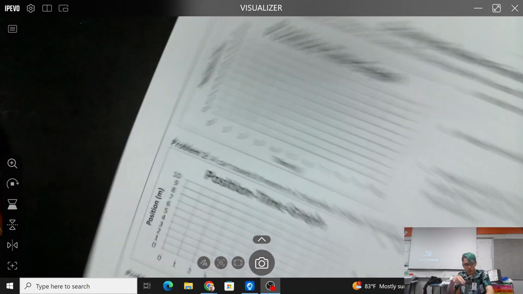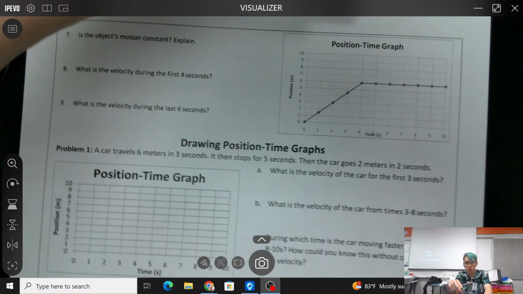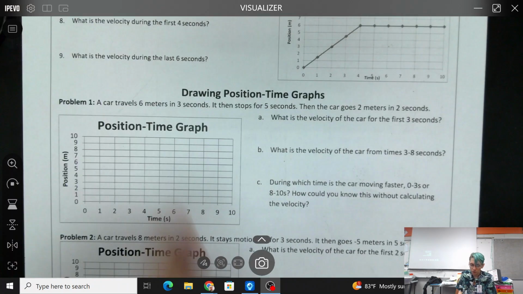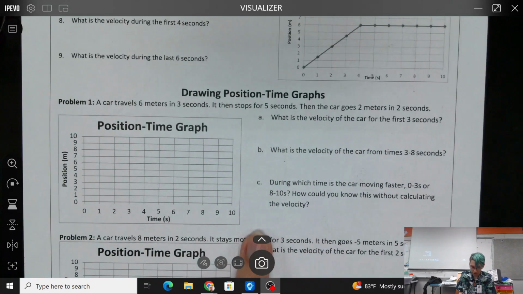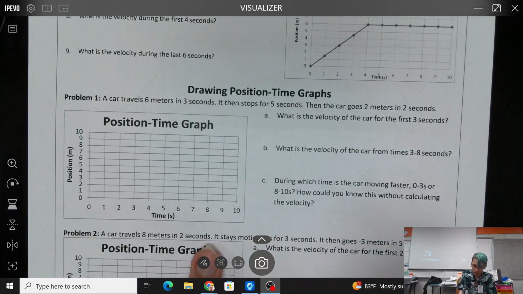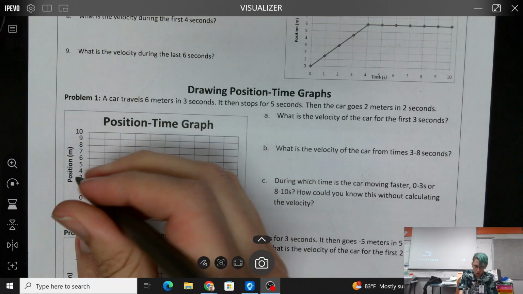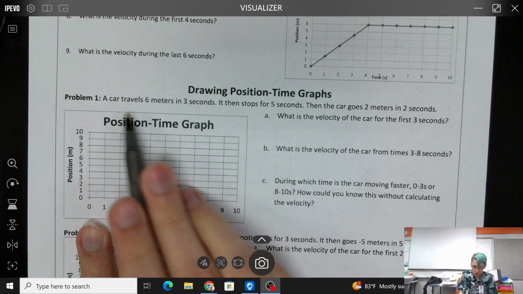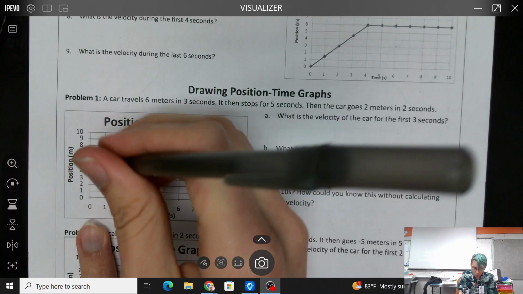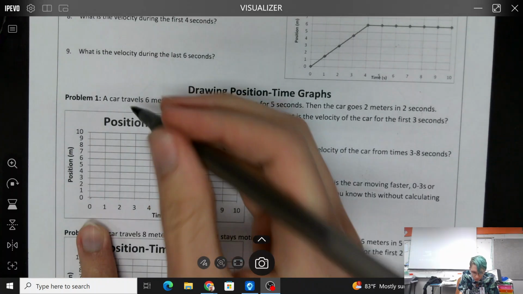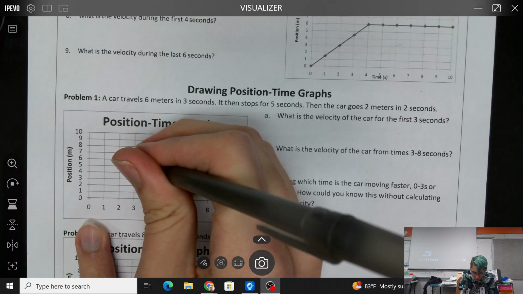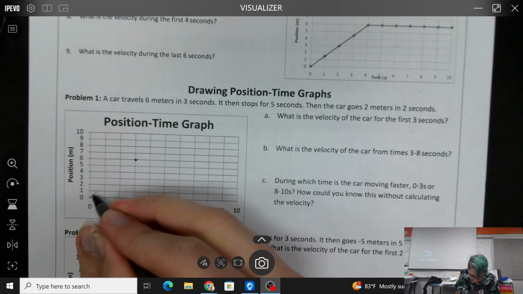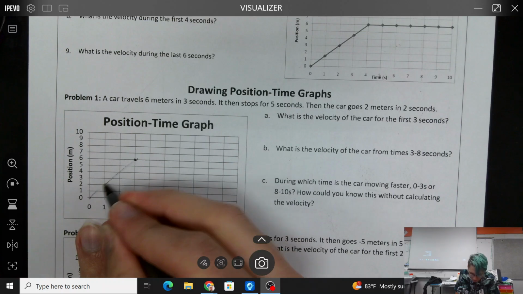On the back, make sure you see that there's a back. We're also going to draw a couple position versus time graphs. So the velocity of the car for the first 3 seconds. Once again, we're going to look at this. It's traveling 6 meters in 3 seconds. So it's going from 0 to 6 meters in 3 seconds. So there's our first dot. You might want to use a ruler. I'm going to just go straight for it and make it happen.